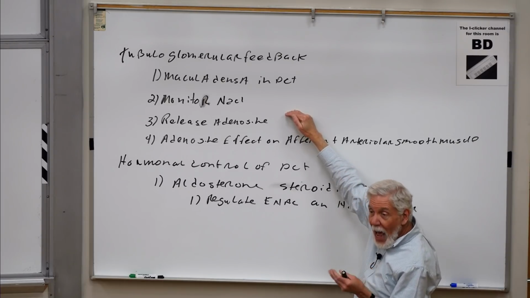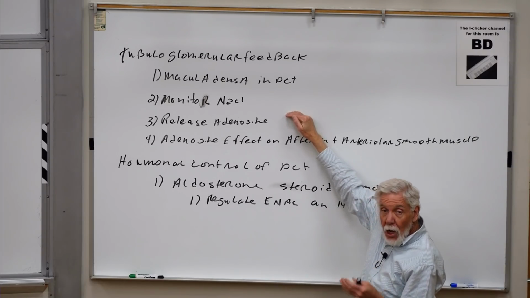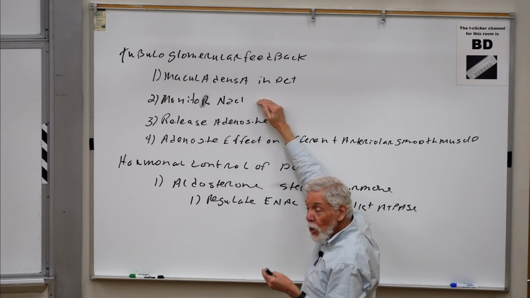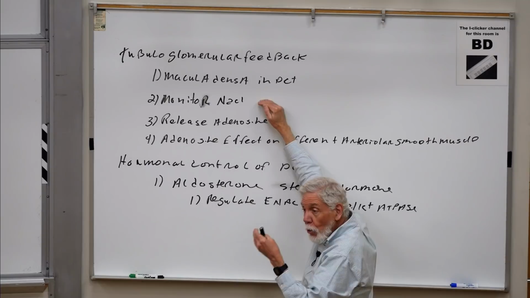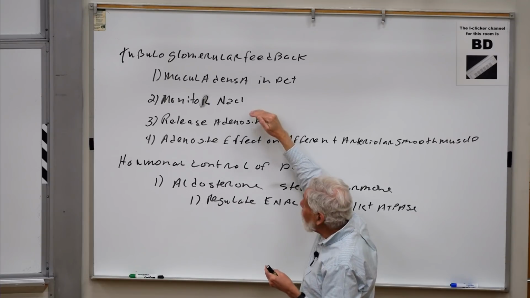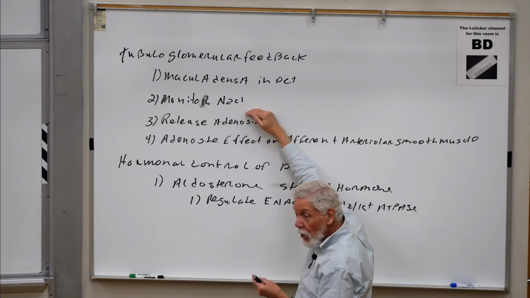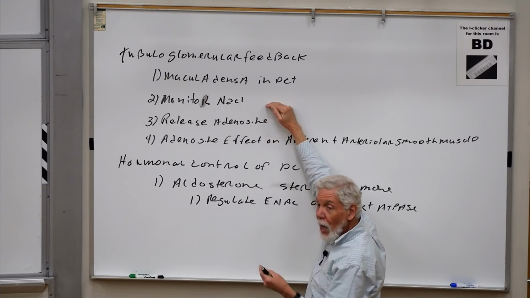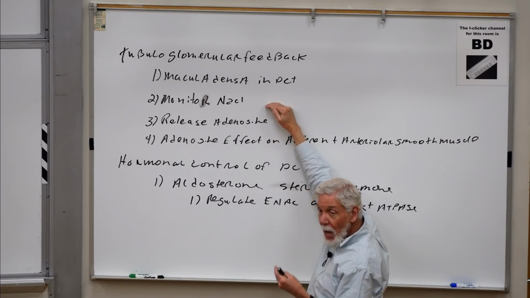Now, what that simply means is that if the fluid is moving through the loop of the nephron too fast, there's inadequate time to remove the sodium and chloride, so sodium chloride concentrations out in the distal convoluted tubule are too high. So if we have high sodium chloride concentrations, that tells us the glomerular filtration rate is too high. We better throttle it back.